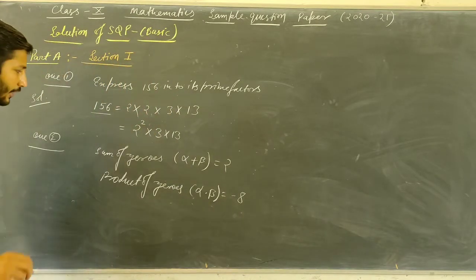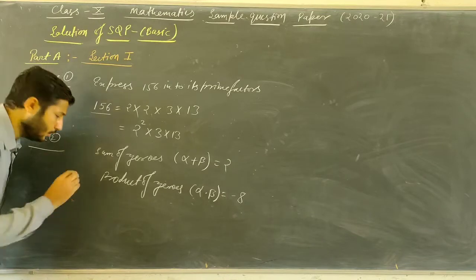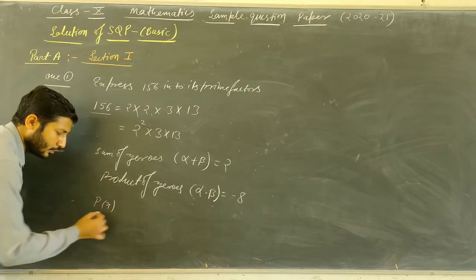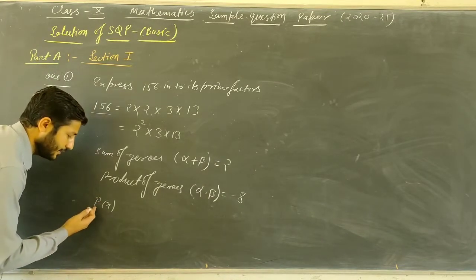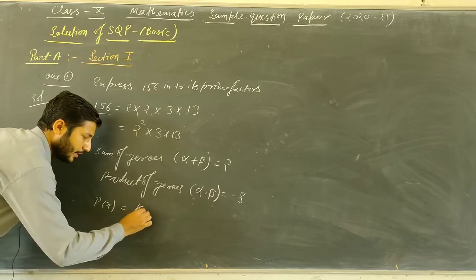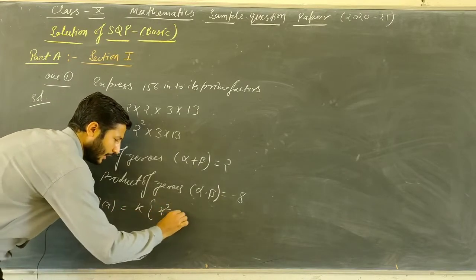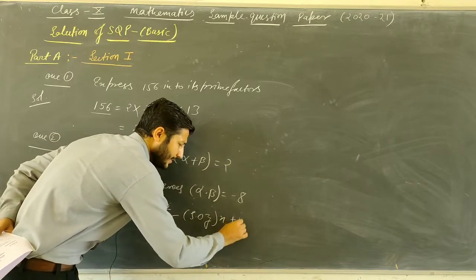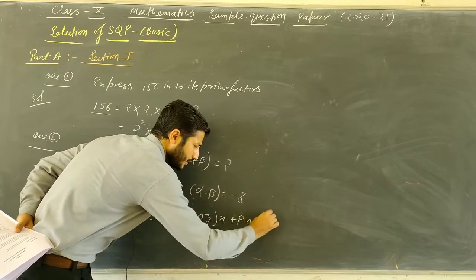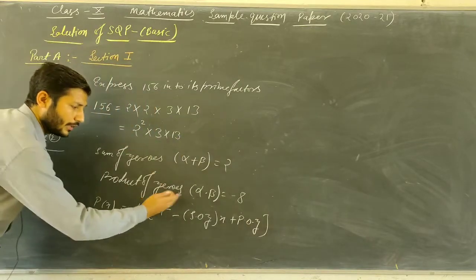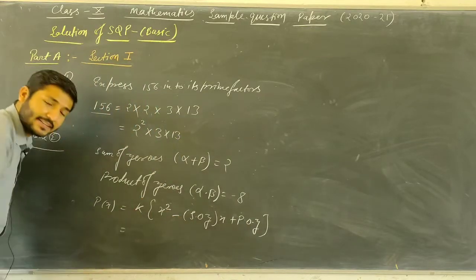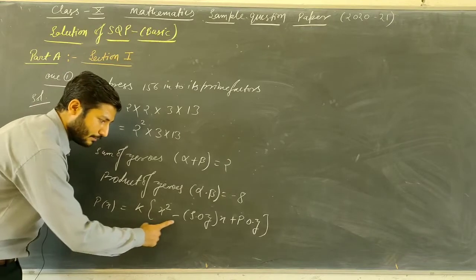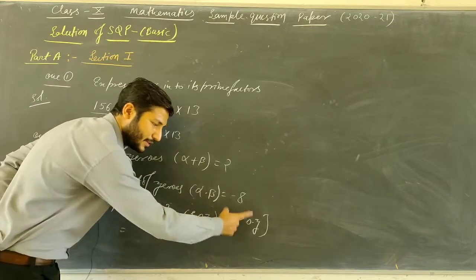So you have to form a quadratic polynomial. How can you form the quadratic polynomial? Look this side. Do you know the formula for the polynomial? To make the polynomial, you can write px is equal to k into x square minus sum of zeros into x plus product of zeros. This is the formula. You can place all the values here. Here k stands for constant.